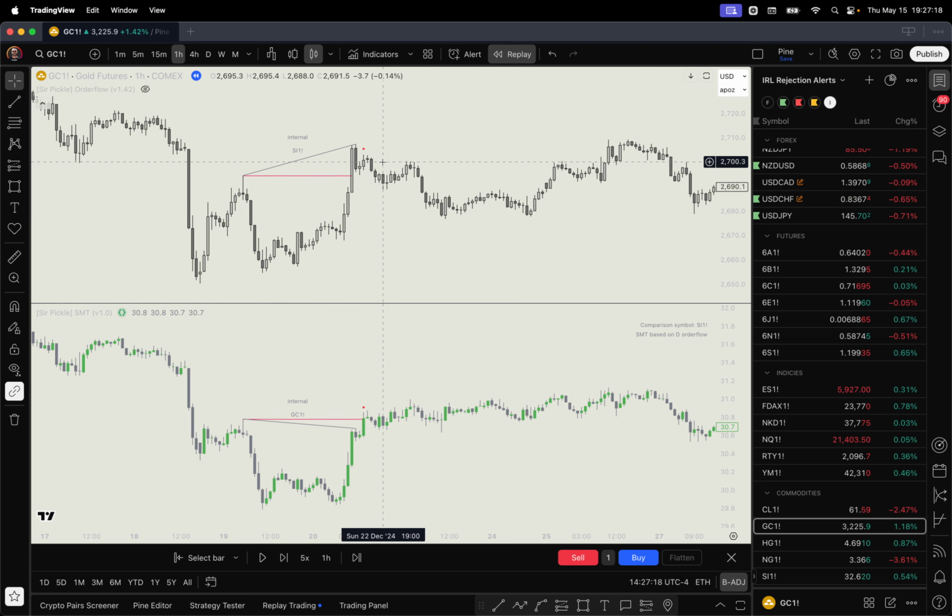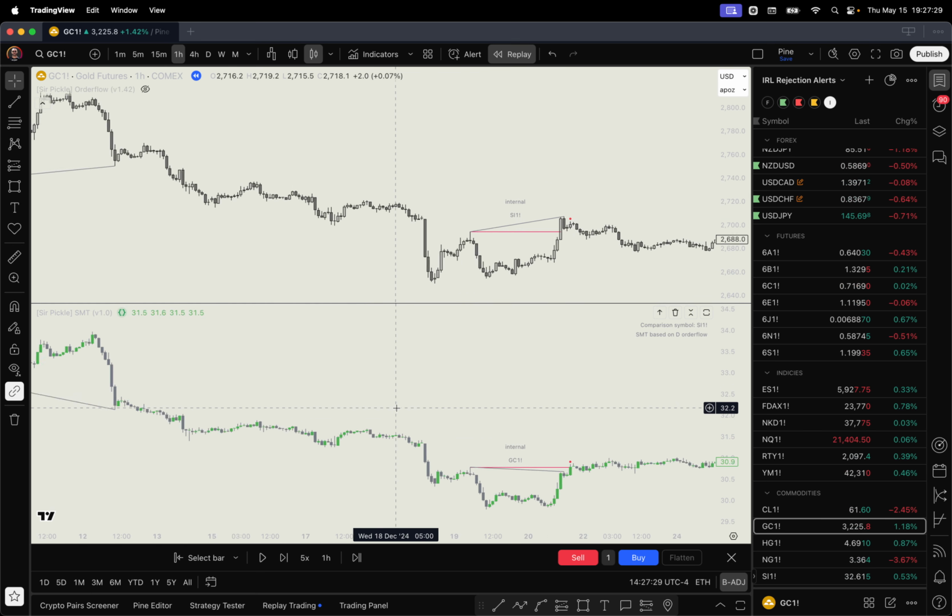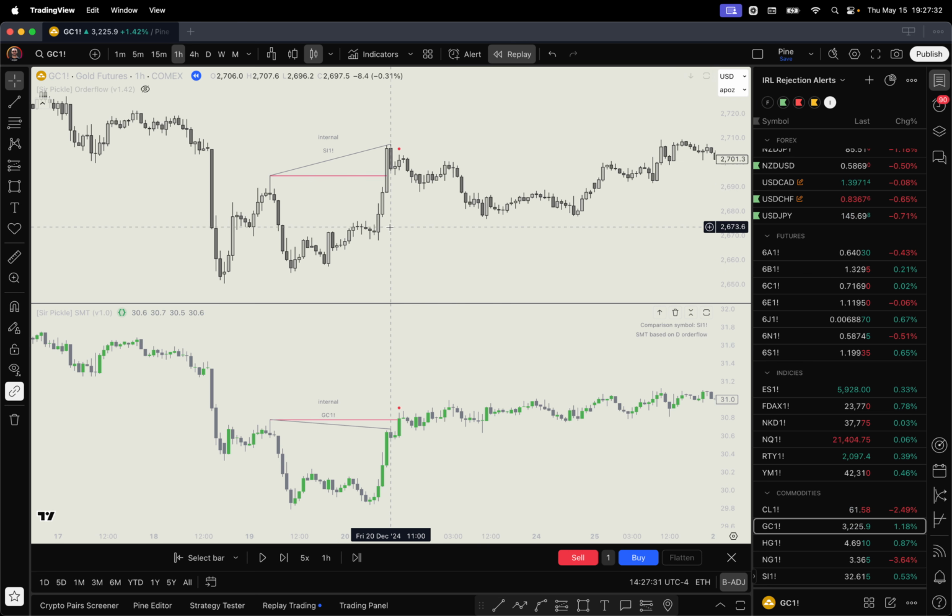So if you use that as a confluence, then that can no longer be used as a confluence. You see here, for example, on gold, it would have still played out nicely, while on silver, it wouldn't have. So that's up to you then, what you do with that information. But basically, this dot means the last SMT you have seen on the chart is no longer valid. It's no longer present.